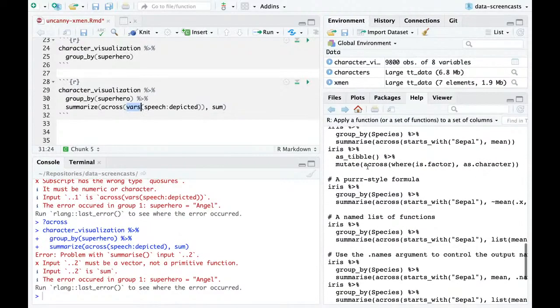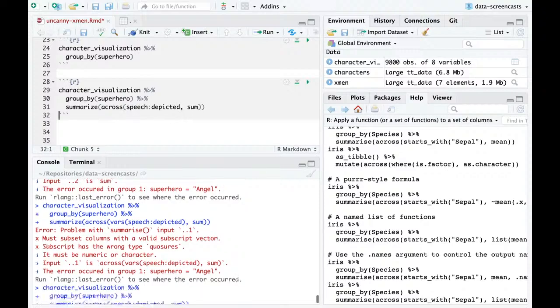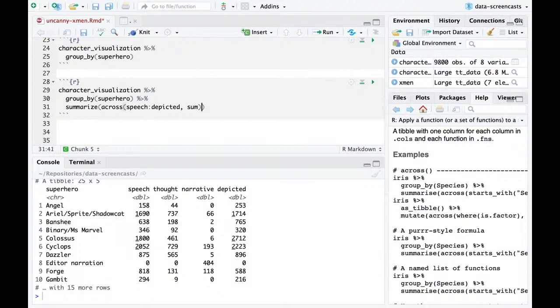I'm looking for one example. Summarize across this. Oh, I have to give sum to across. I think I made that exact same mistake last time, but I kind of expected that to work. There it is. Okay, thanks for your patience. I've forgotten how to use across. This is how. So what I'm doing is the sum across each of how many times they did something. This is the total, but I'm curious, can I also do speech across speech depicted?